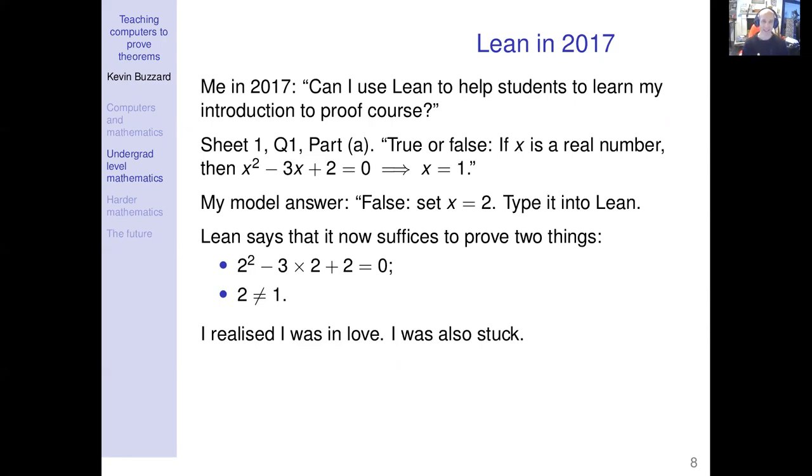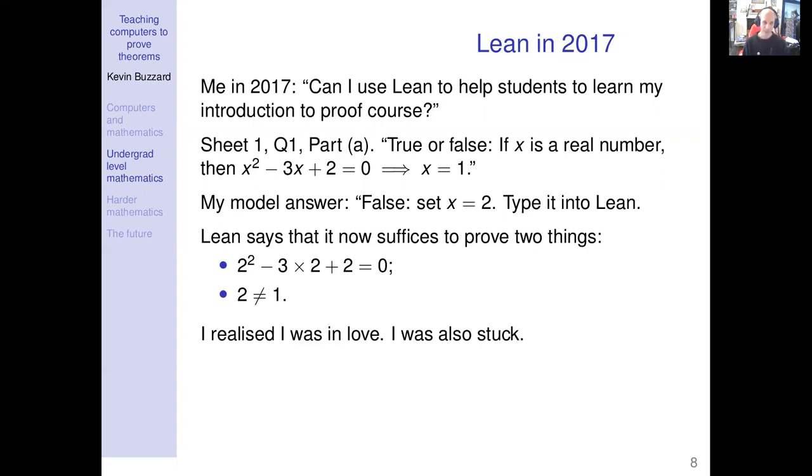Because, I mean, they're both obvious, right? As far as I'm concerned. But this computer proof system is just sitting there saying, okay, there's this sideways T, and after it, there's the statement that 2 squared minus 3 times 2 plus 2 equals 0. And I'm thinking, well, what's the definition of multiplication here?